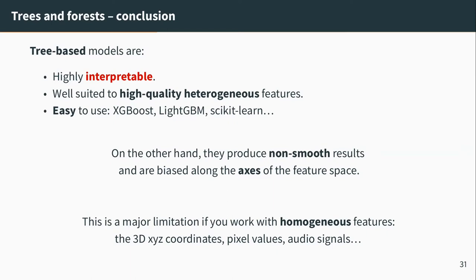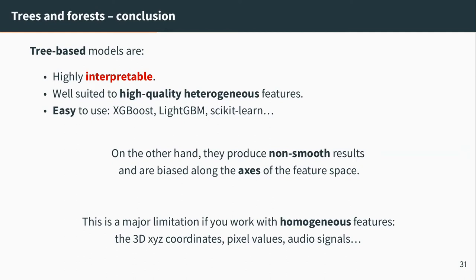On the other hand, they produce non-smooth results, typically piecewise constants, and they are biased along the axes of the feature space. And this type of axial bias is a major limitation if you work with homogeneous features. So let's think pixel values, audio signals, or something that really matters to me, 3D XYZ coordinates.